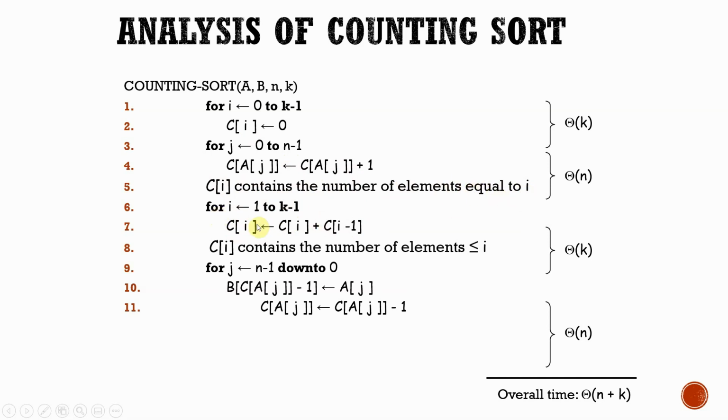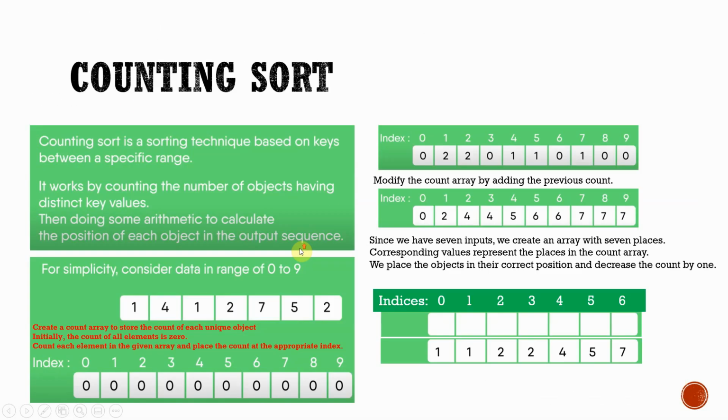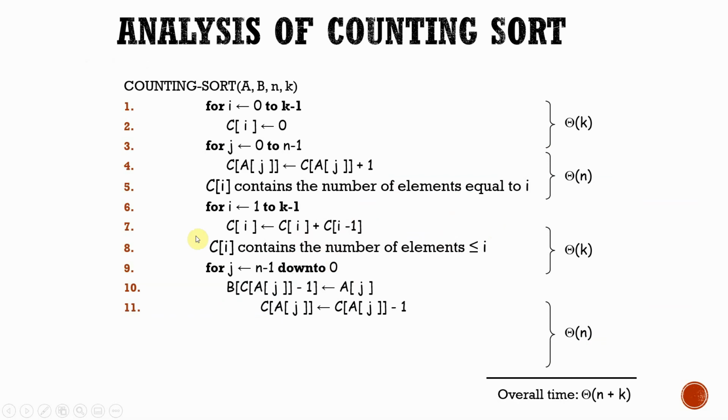So what we do, starting from the second location, we start adding the adjacent elements. If you start from here, 0 plus 2 goes here, 2 plus 2, 4, 4 plus 0, 4, 4 plus 1, 5, 5 plus 1, 6, 6 plus 0, 6, and so on. Once we found the rank of each element, now we have to fill out our output array.